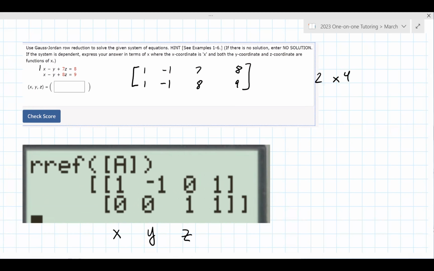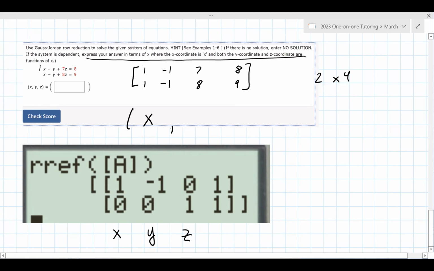But this time what's really awkward is they're telling you to do this. That's why I don't know if this will be on your test. It's kind of awkward. They say X is the X coordinate and Y and Z are functions of X. So your answer has three parts. There's the X part, which they're saying is X, and then there's the Y part and the Z part that we have to now get from this thing here. This is the awkwardness of it.